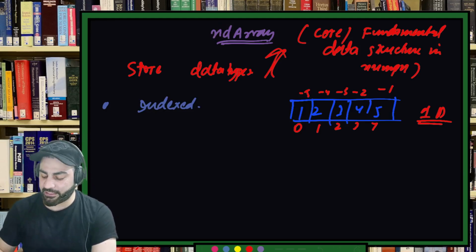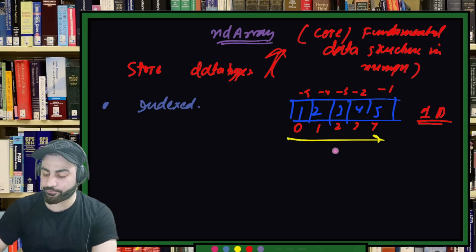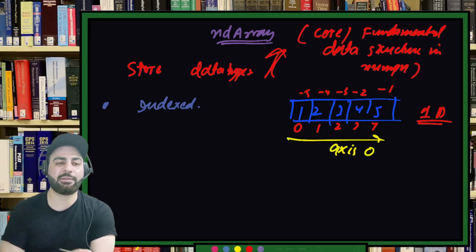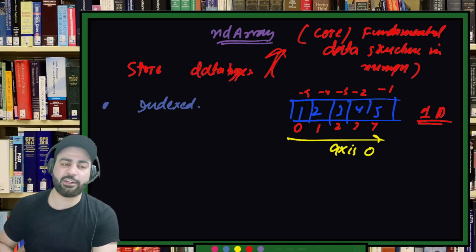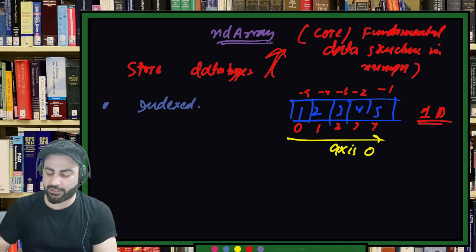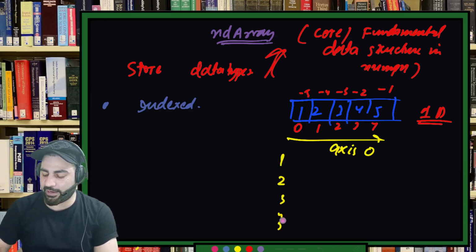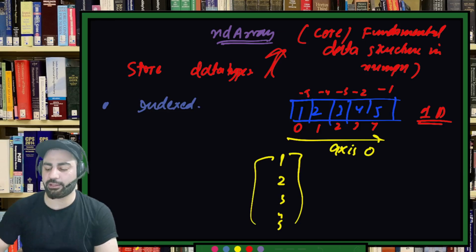This is usually called axis 0. As I said when we were learning linear algebra, when I talk about a vector, you should consider it as a column vector. This vector is 1, 2, 3, 4, 5 if I write it in mathematics. This is that column vector.